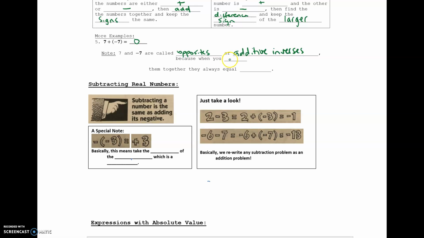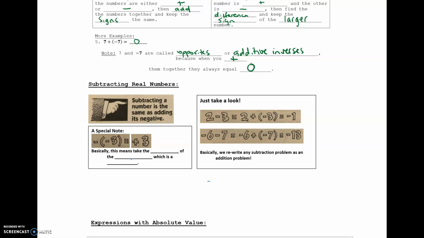And the reason is because when you add the numbers together, they're always going to equal 0. Okay, so that's kind of an example of an additive inverse. And then you could have any number. I chose 7 and -7. It could be -3 and +3, or 24 and -24. All of those are additive inverses as long as the numbers are the same.